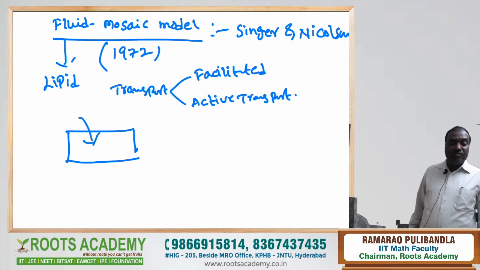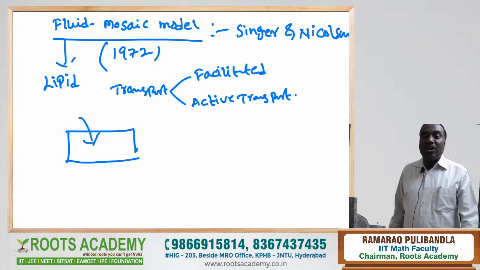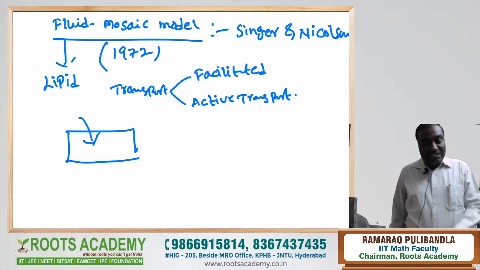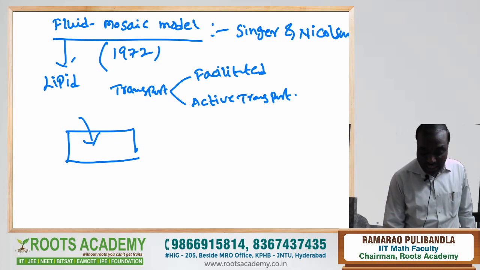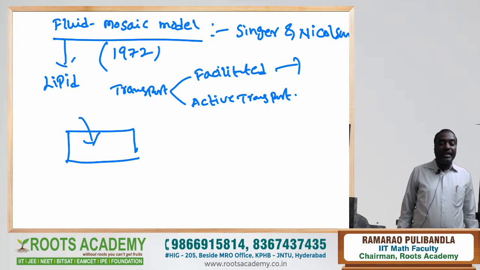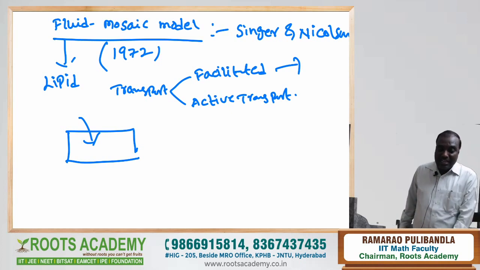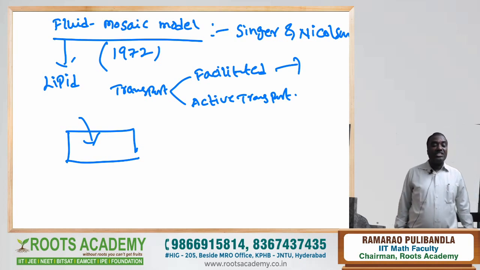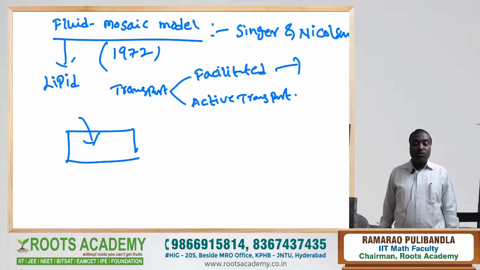What is facilitated diffusion? The transportation of materials across the plasma membrane from its higher concentration region to lower concentration region, along the concentration gradient, without requirement of metabolic energy, is called facilitated diffusion. So the movement takes place from high concentration to low concentration, along the concentration gradient, without requirement of metabolic energy. It is also called passive transportation.